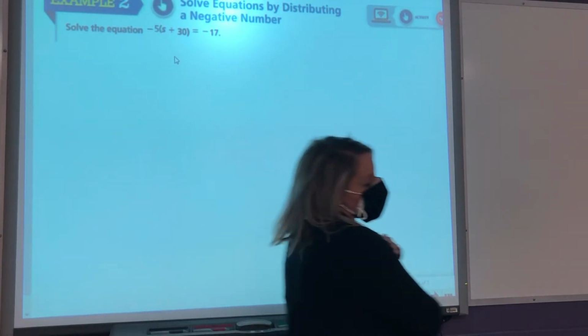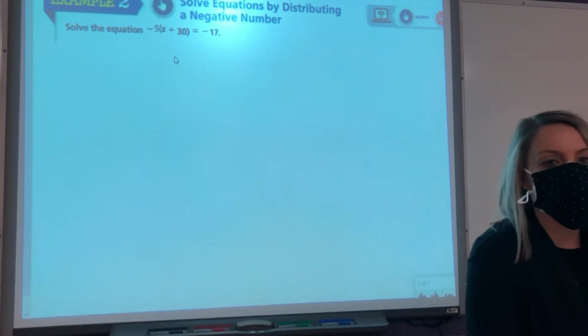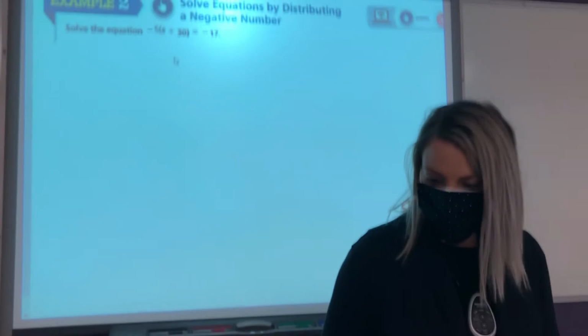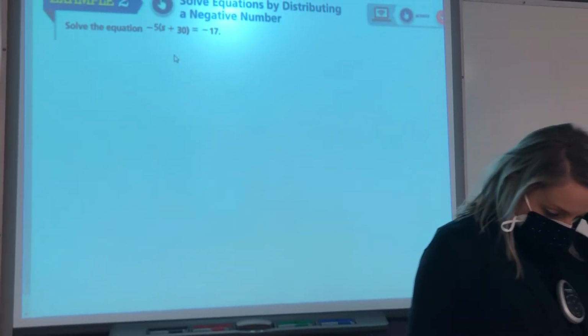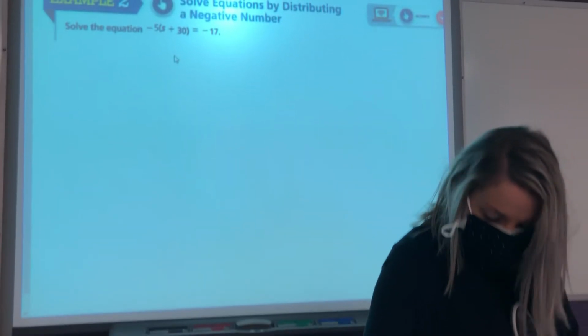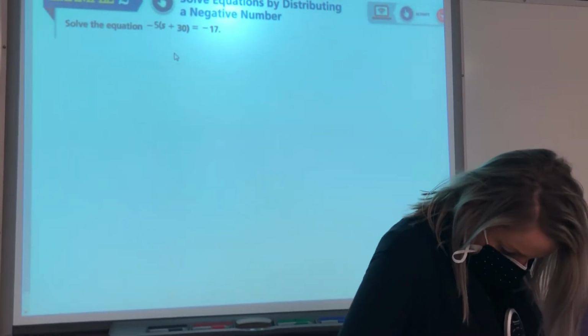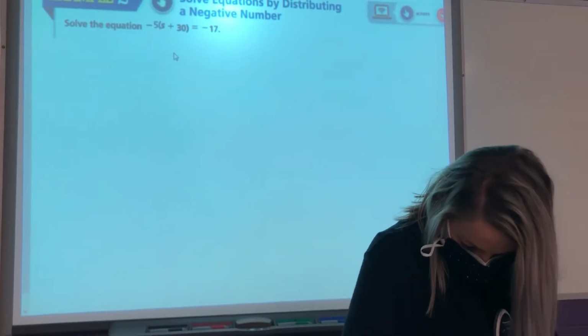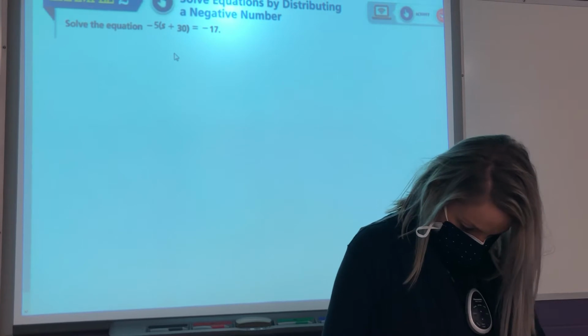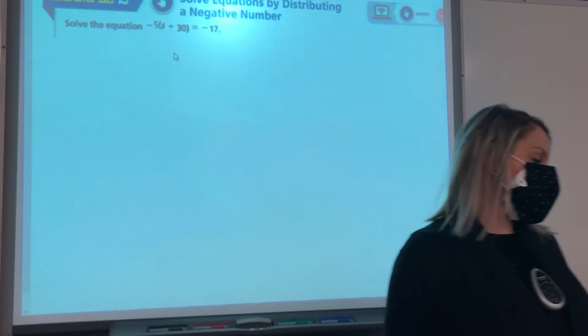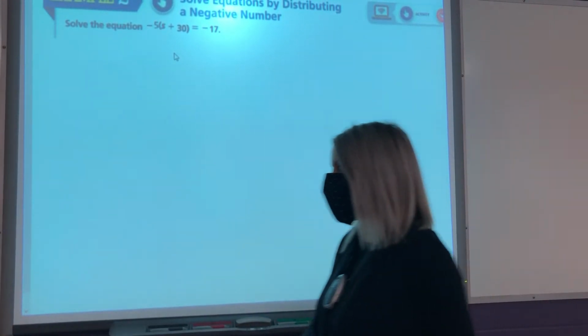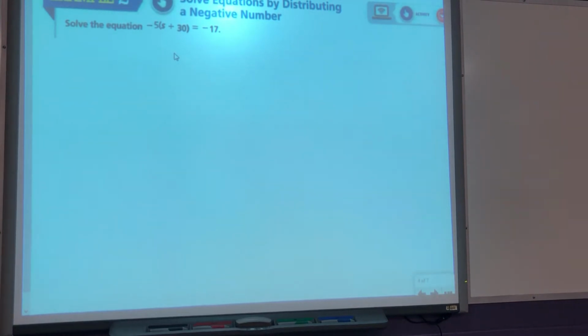So on Friday we talked about solving equations with the distributive property. So we are going to continue that this week. Your test will be on Friday. So we'll review Wednesday and Thursday. Test on Friday.